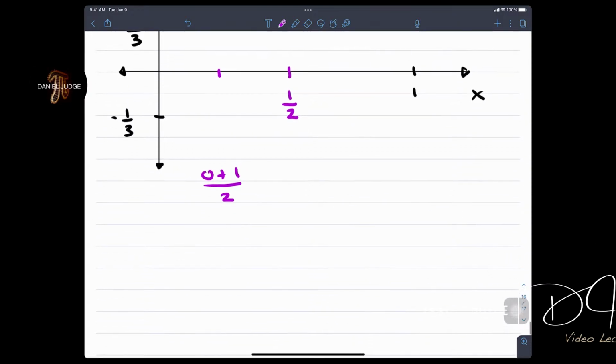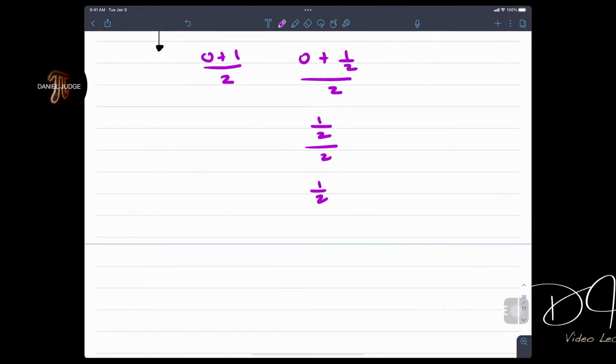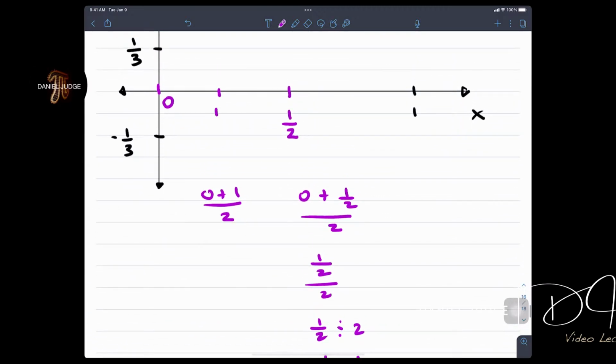Halfway again between 0 and 1/2, you say, okay, 0 plus 1/2 divided by 2, which is 1/2 times 1/2, which is 1/4. So here we go, 1/4.